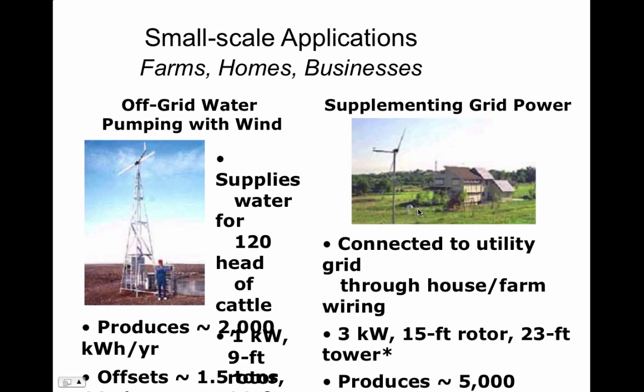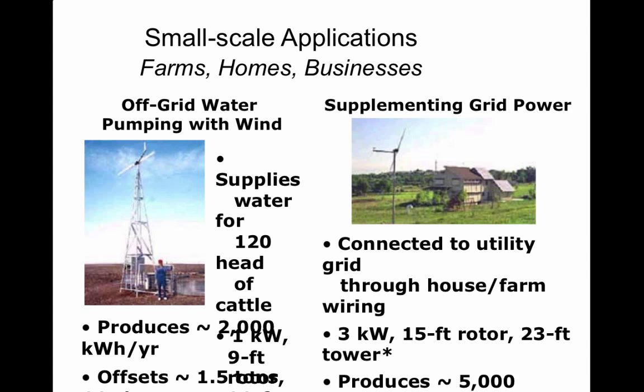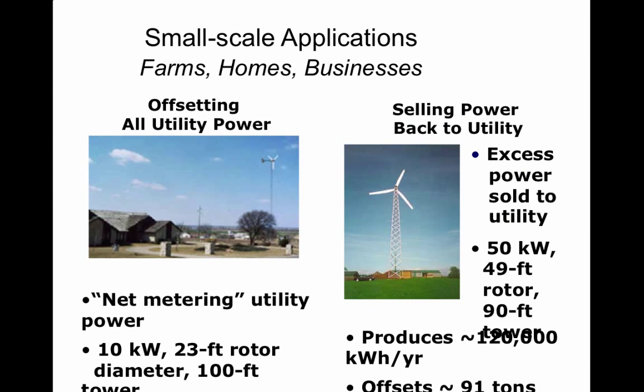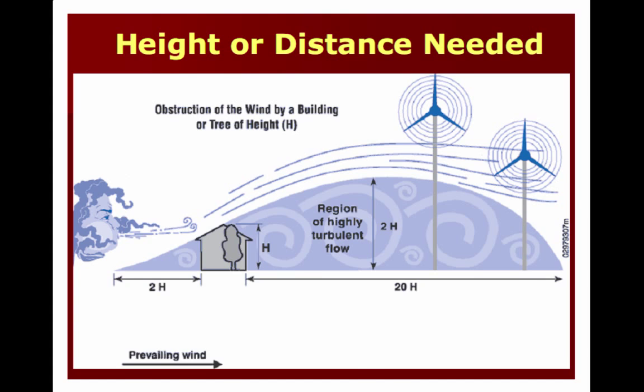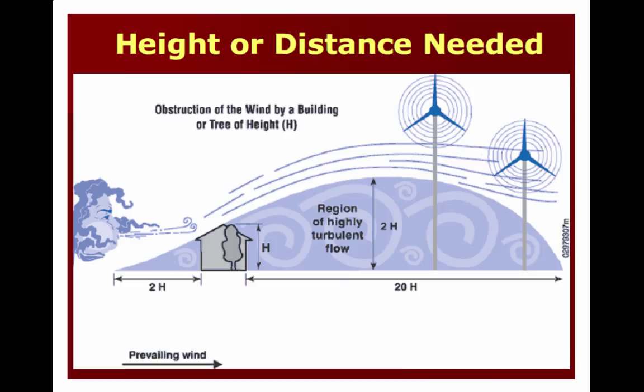So some of the applications are water pumping. We can pump water directly without changing the wind power into electricity. We can just use the rotating energy of the shaft to pump water or to compress air. We can supplement grid power by being connected to the grid and pump power back to the utility. We can be completely independent of the grid, and that just gives you some ideas of the size of the different turbines and those kinds of things.